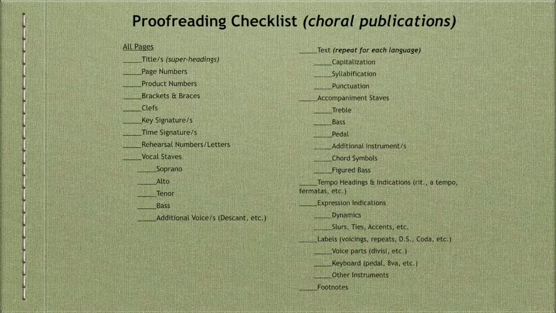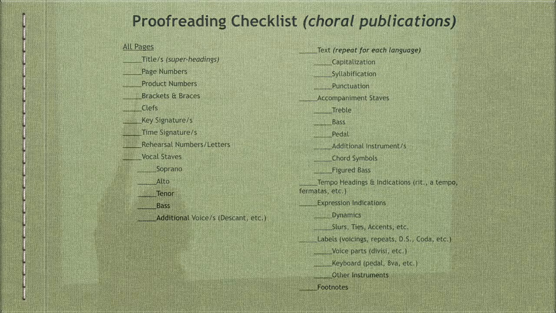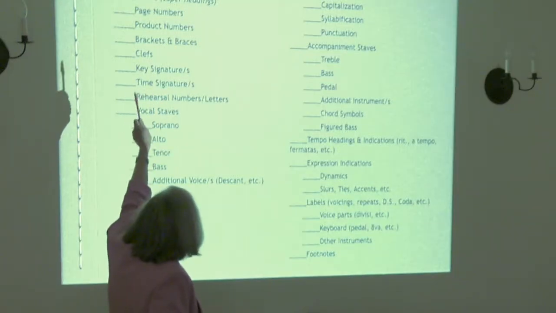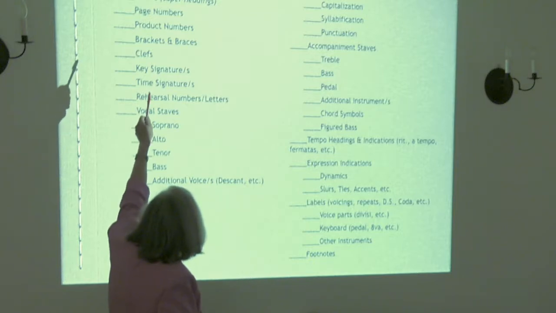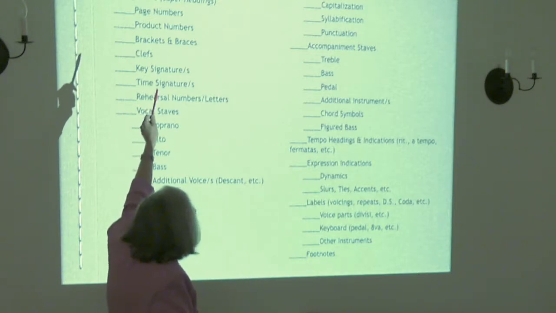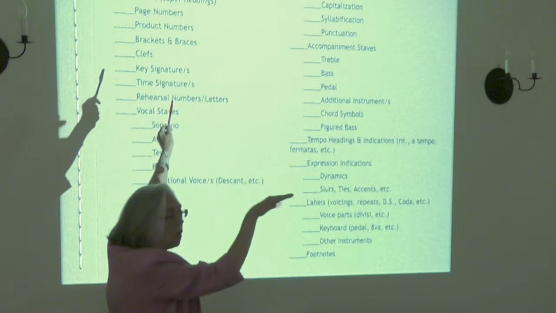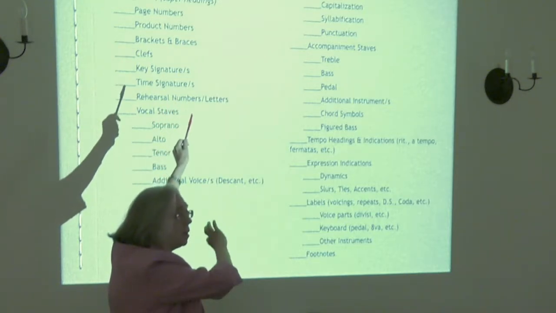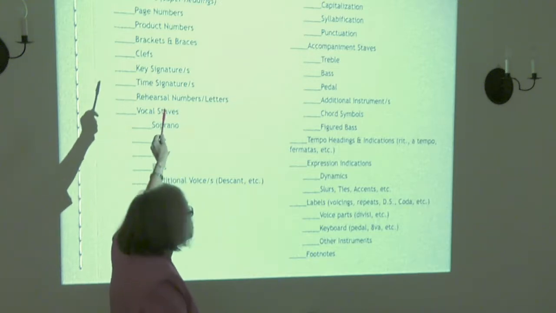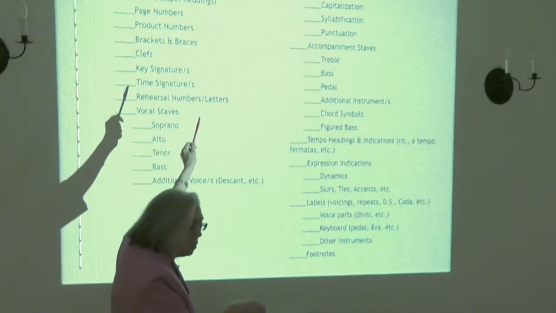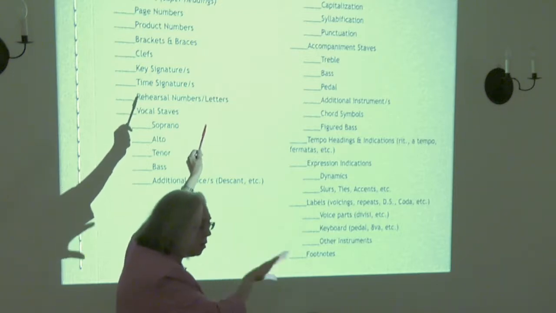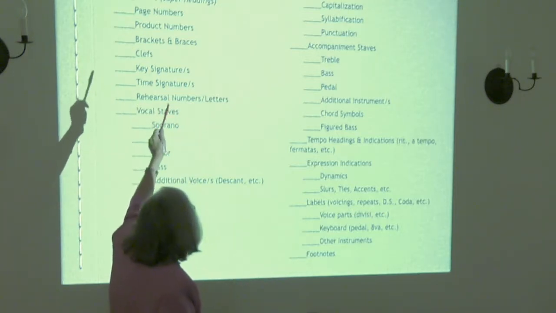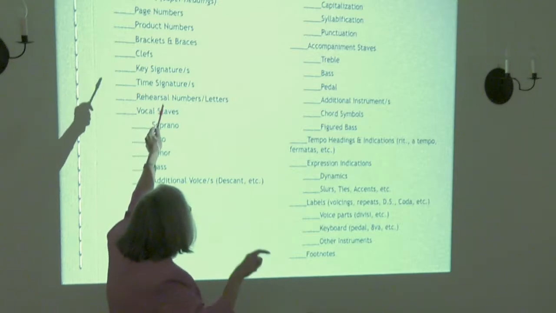Then we move to the other pages. On the second pages, and you'll see these in subsequent slides, the title is on all of our publications at the top of each page. So I check the title on the first page of music, but you also have to check it throughout. If it's right on page 2 and right on the next page, it should be right on all subsequent pages, but we have to make sure. Page numbers, product numbers, are they there?